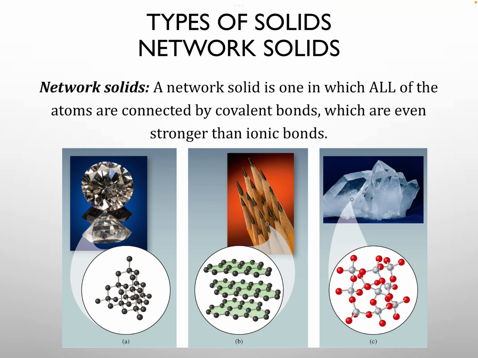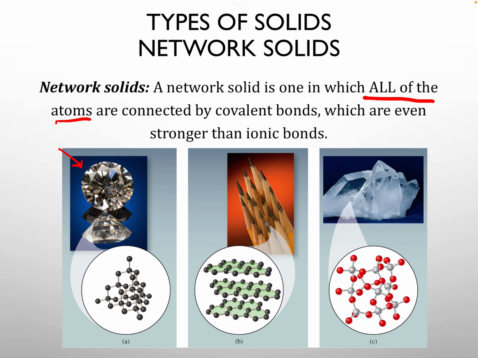All right, another type of solid is a network solid. Network solids, I think, are really cool. In a network solid, all of the atoms, every single one, are connected by covalent bonds. And these covalent bonds are stronger than ionic bonds in a network solid. So let's think about this one. This is a diamond, right? We know diamonds are actually one of the hardest substances. You can use diamonds to cut a lot of things. They're not just pretty and in rings and earrings and things like that, but they're actually really, really useful.